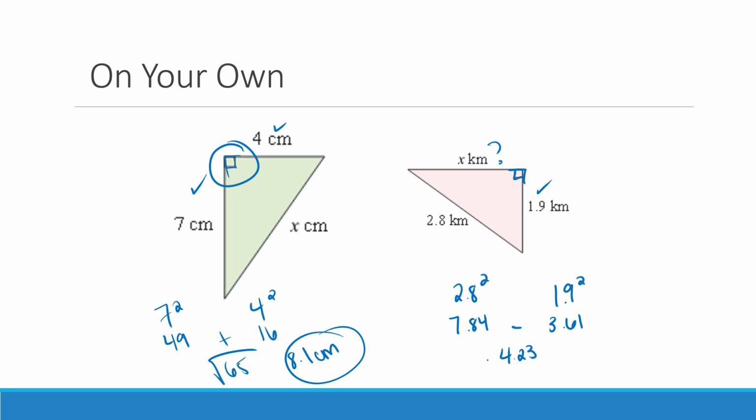It's very tempting to put that as your answer, but always remember your last step is going to be to take the square root. So the square root of 4.23 is going to be approximately 2.1 kilometers.